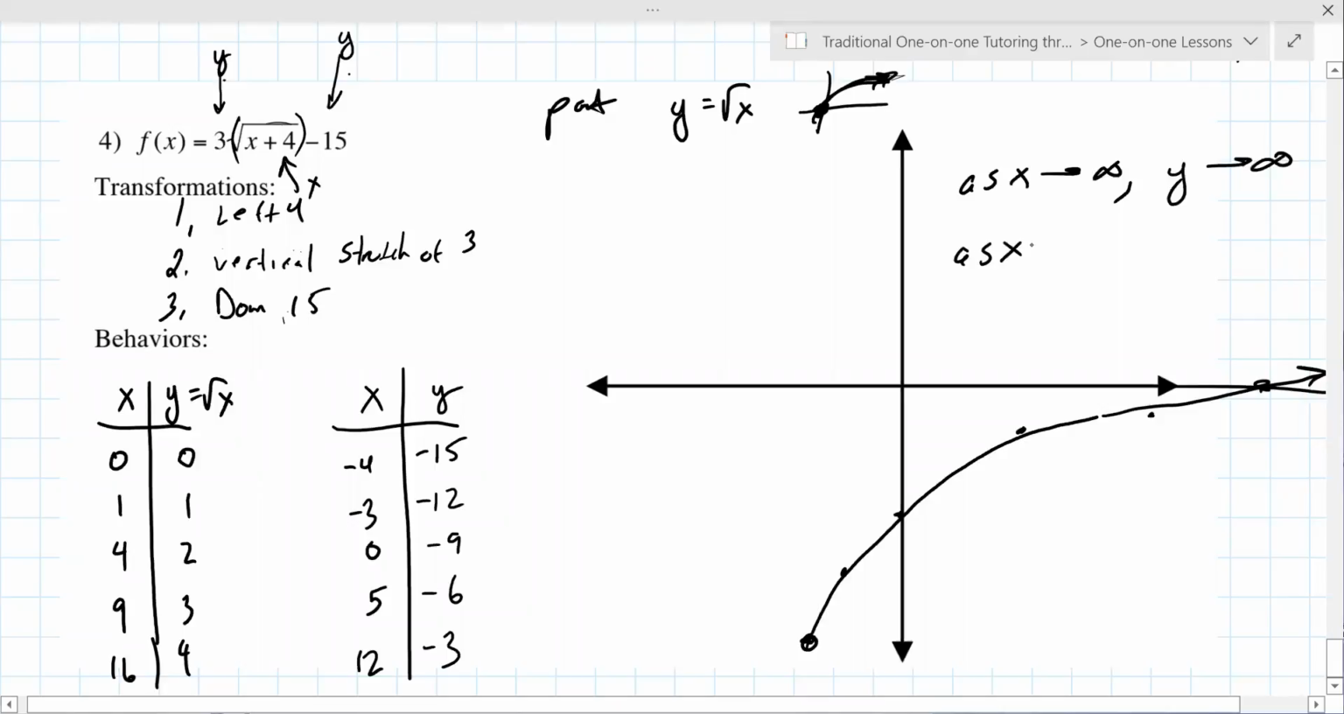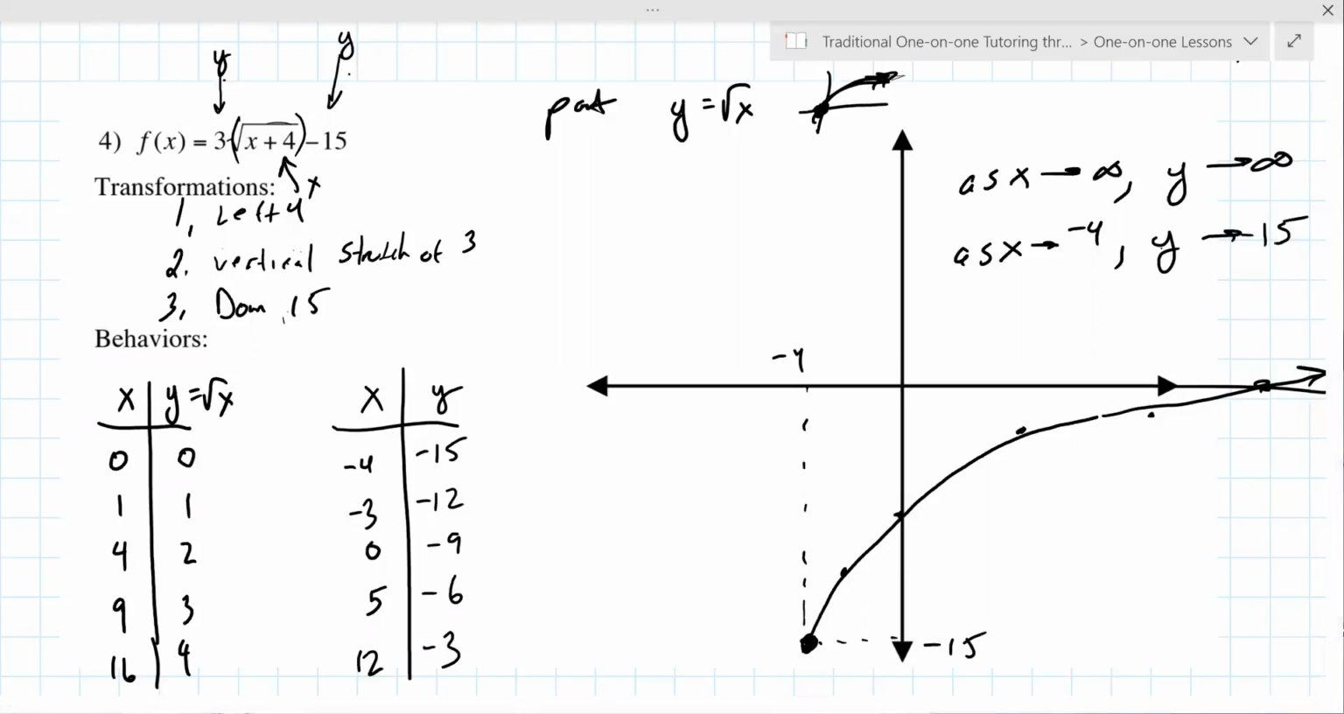And then as x goes to, well, it's not negative infinity because it stops here. So what is that stopping point? It's the x value of -4. So as x goes to -4, whatever the stopping value is, which in this one would be 0 in the parent function. But since it moved left 4, that's why it's -4. And this time, what is the y value approaching? It's the y value here, which is this minus 15. Okay.